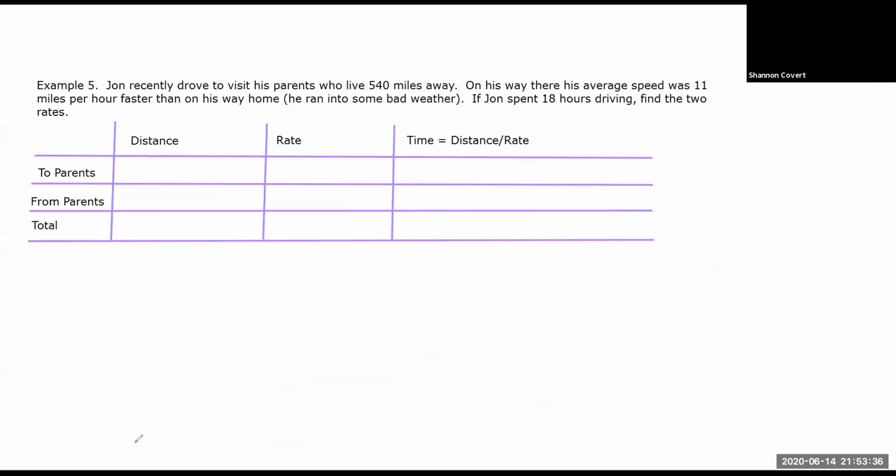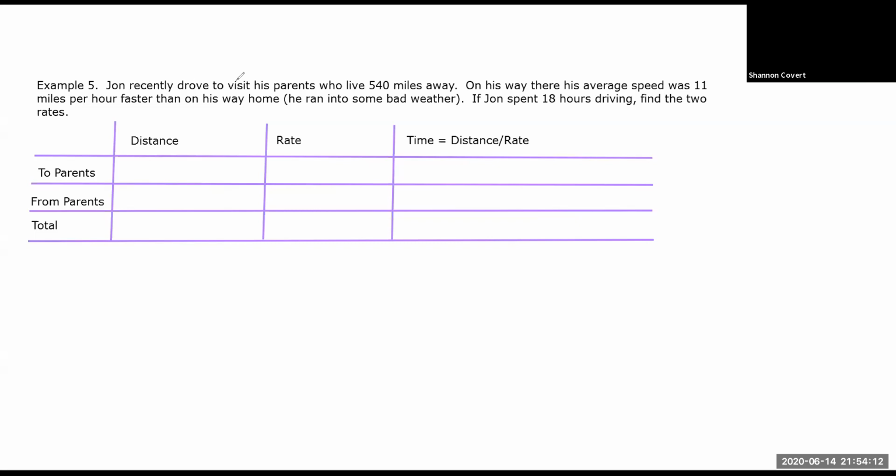Example number 5. John recently drove to visit his parents who live 540 miles away. On his way there, his average speed was 11 miles per hour faster than on his way home. He ran into some bad weather. If John spent 18 hours driving, find the two rates. My two situations are to the parents, from the parents, and I have a total. I have distance, rate, and time, which again I'm going to use as distance over rate. And I'm going to start filling in what I know.